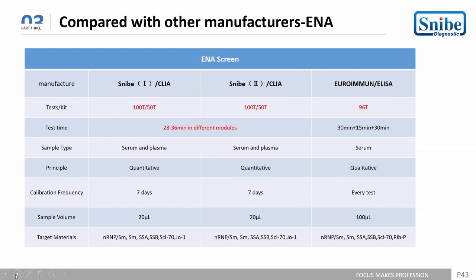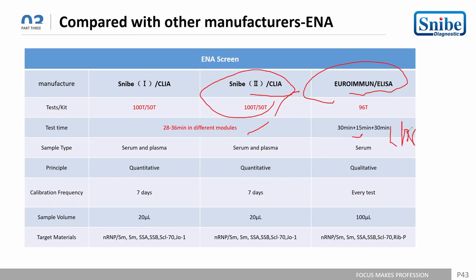If we compare with the ENA profile, the ENA screening test, you can see that we have a 100 test and 50 test pack, and only the Euroimmune ELISA technique, which is a manual procedure, is available for comparison for the ENA profile. And then we have an edge in the number of tests with the automation specialty: the test time is 28 to 36 minutes, but they need more than 1 hour to perform the ENA profile on this platform.